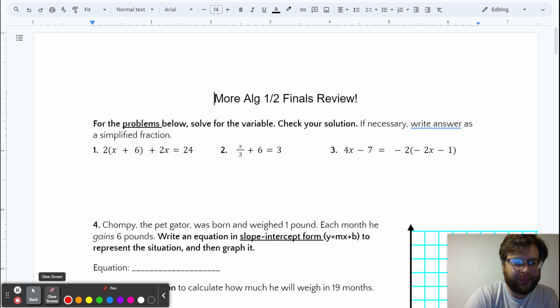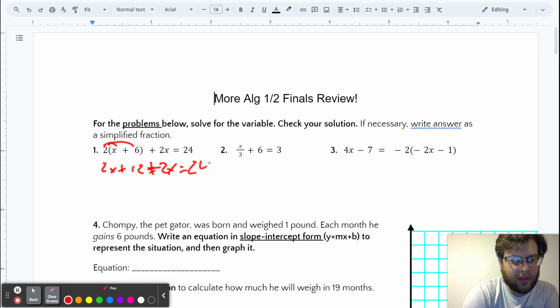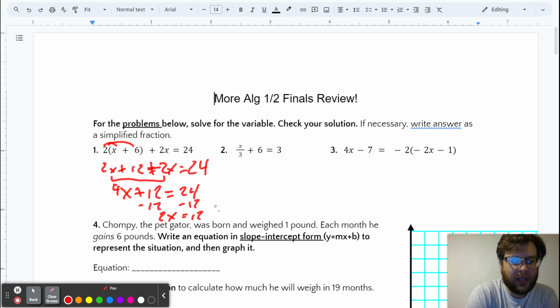So, okay, going through them quickly. I'm going to distribute the 2. So I get 2x plus 12 plus another 2x equals 24. Combine my like terms. So 4x plus 12 is 24. Subtract 12. 2x is 12. Divide by 2. So x is 6.